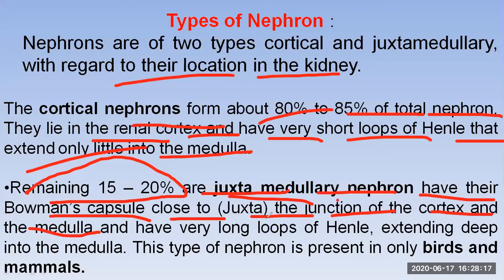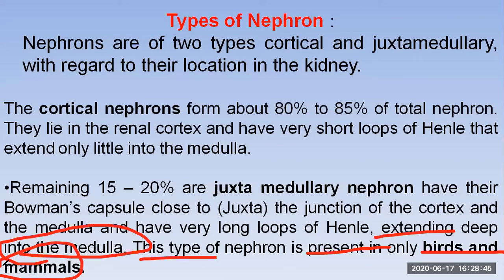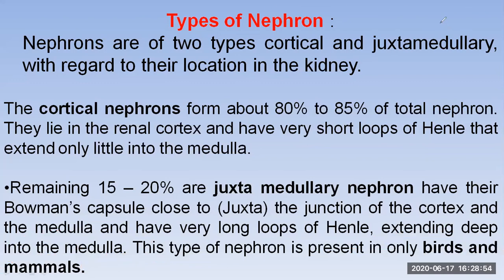Okay, so these juxtamedullary nephrons have a very long loop of Henle. If you compare the loop of Henle of the cortical and juxtamedullary nephron, the juxtamedullary nephron's loop of Henle is very large, extending deep into the medulla. It goes inside the medulla. This type of nephron is present only in birds and mammals. It conserves much water due to the presence of the large loop of Henle. Okay, so these are the types of nephron. First is the cortical nephron and another is the juxtamedullary nephron.